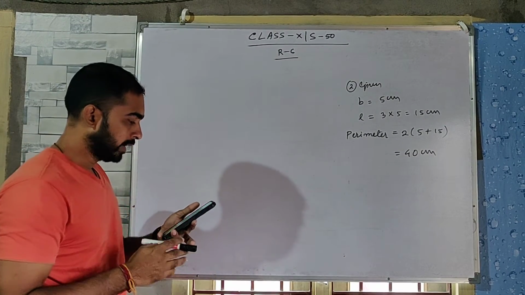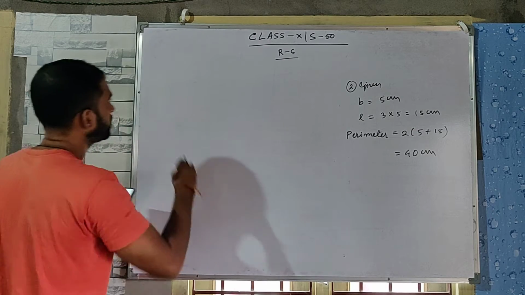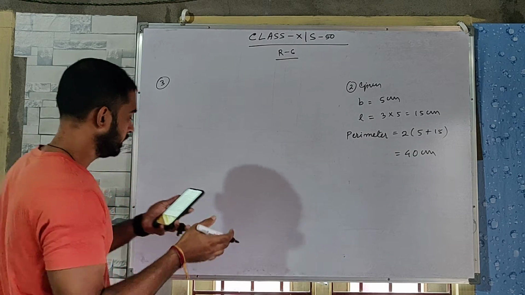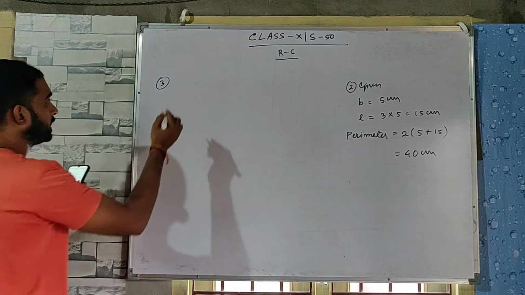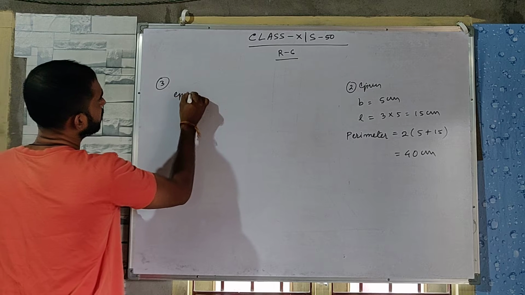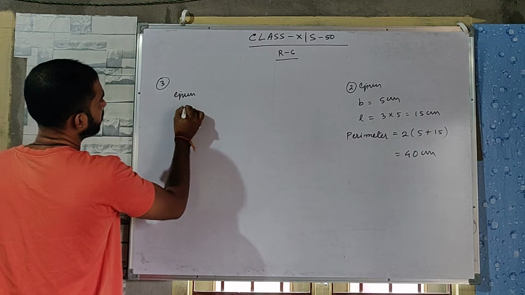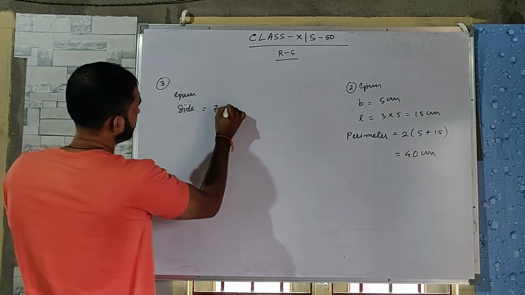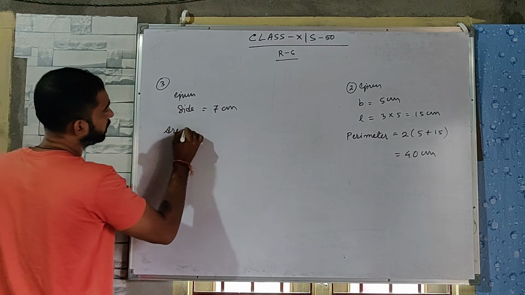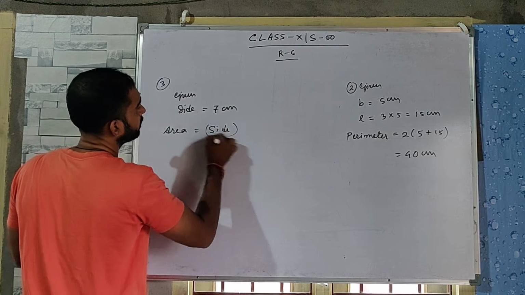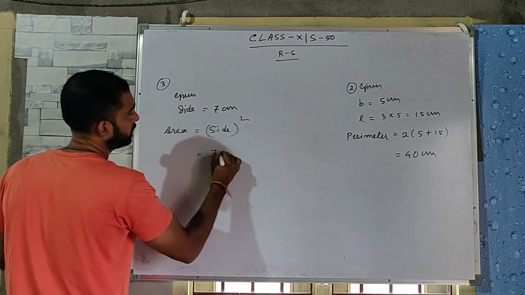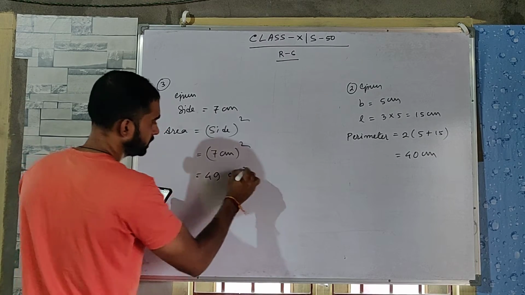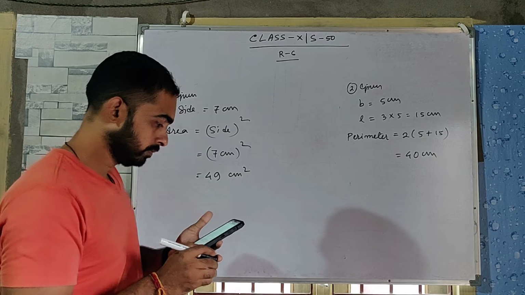Next question. Find the area of a square of side 7 centimeter. This is a question from class 5 onwards, so 5, 6, 7 up to 8, 9, 10. So area of a square whose side is given. Given side equal to 7 centimeter. Therefore area equal side square, because area of a square is side square, 7 centimeter whole square, it is 49 square centimeter.